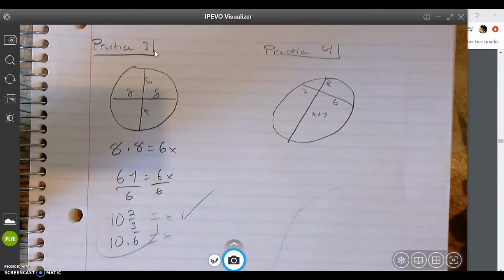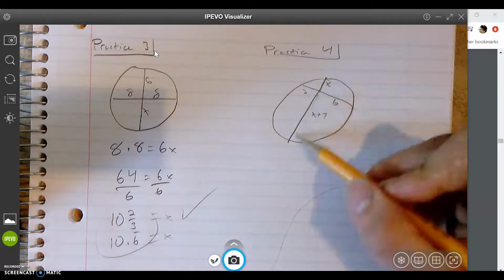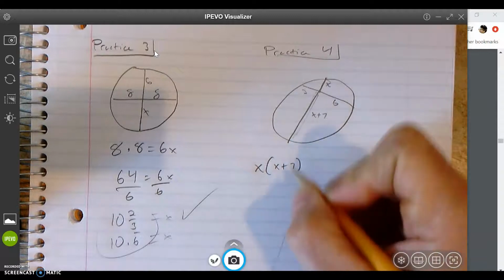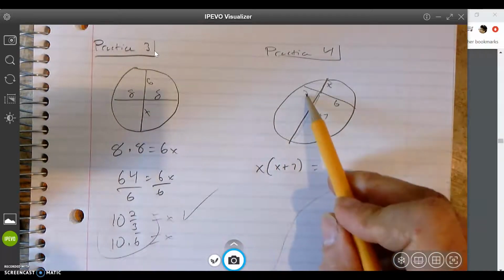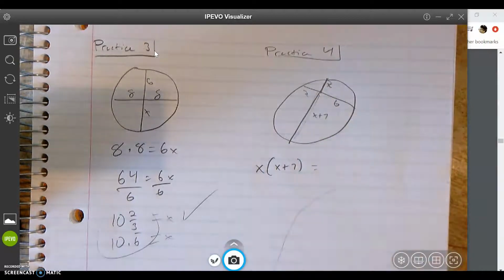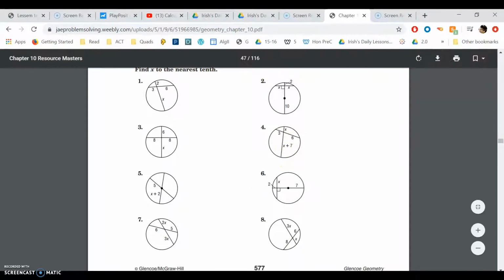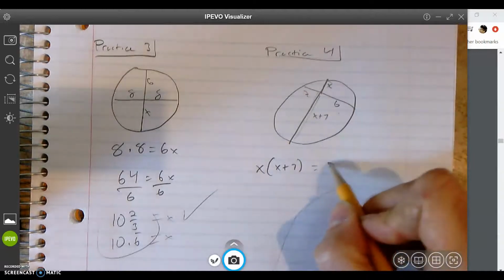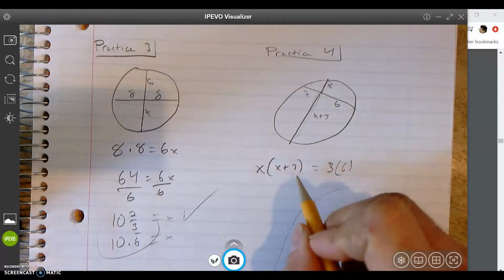Put a big check on your paper if you got it. This one, we got X and X plus 7. So X times, parentheses, X plus 7 equals, this is 3 and 6. Is that correct? I can't read my handwriting. I have to go back and look. Sometimes that happens. Yeah, I was right. 3 and 6. 3 times 6.